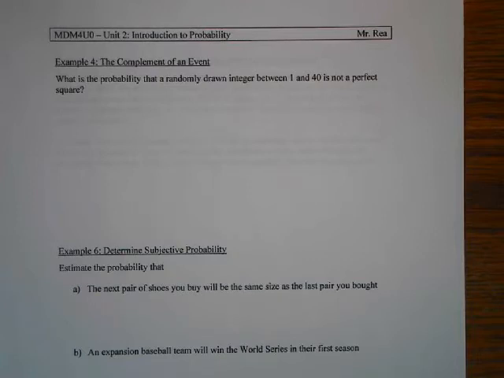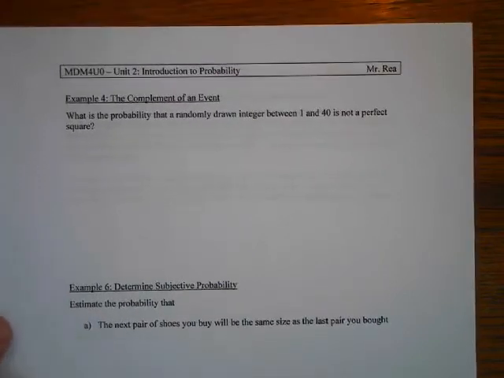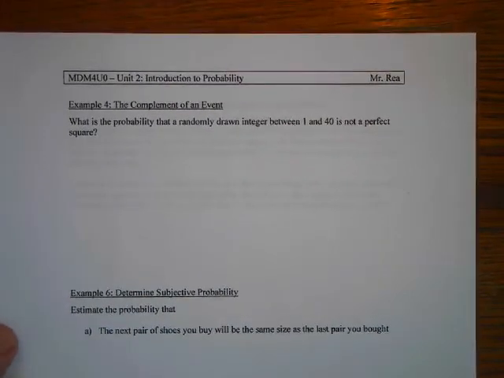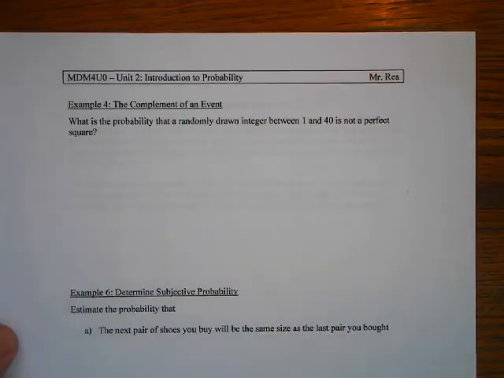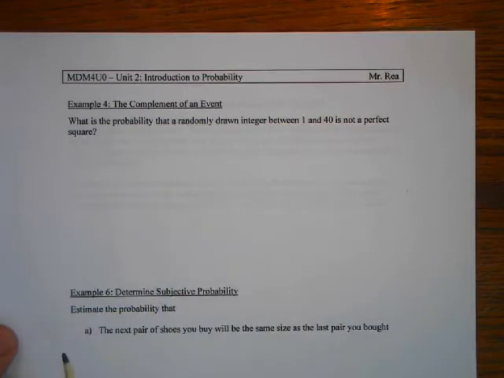Okay, so if we want the probability of a complementary event happening, it's just 1 minus the probability, or 100% minus the probability, depending on your units. So this is a good example of this. What's the probability that a randomly drawn integer between 1 and 40 is not a perfect square? Remember, the word drawn just means selected or picked.